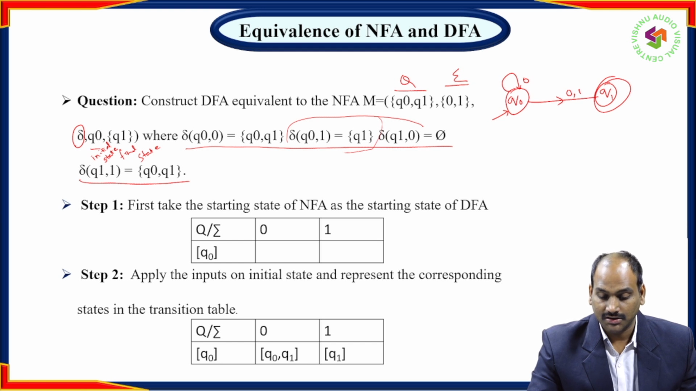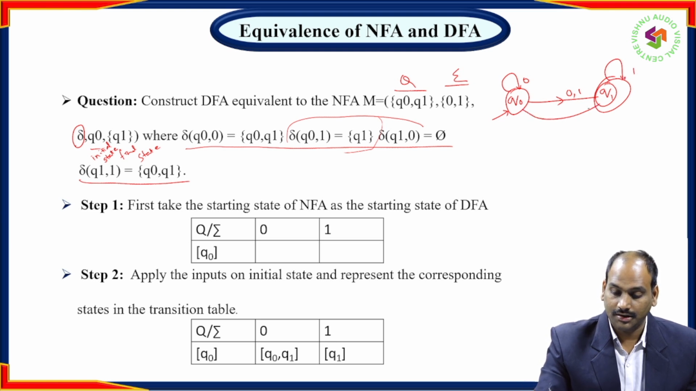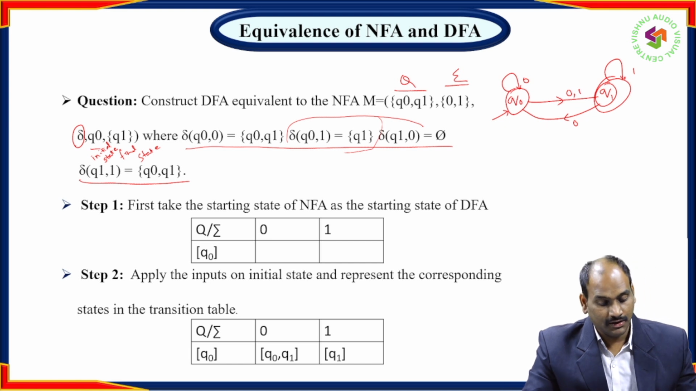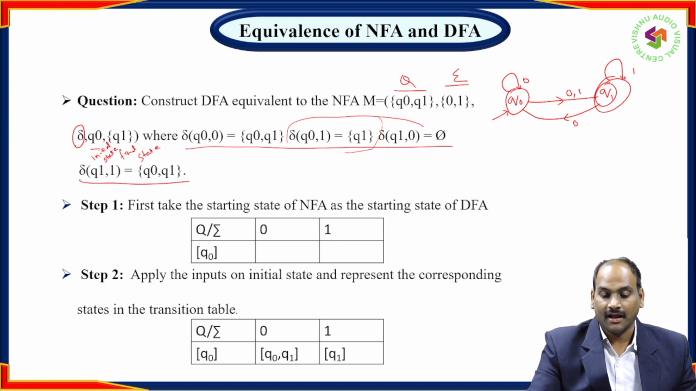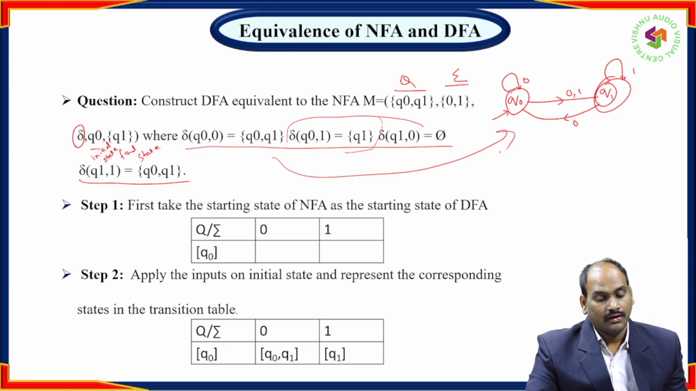Delta of Q1 on 0 is phi. Delta of Q1 on 1 is leading to Q1 as well as Q0. And this is the NFA for these transitions.